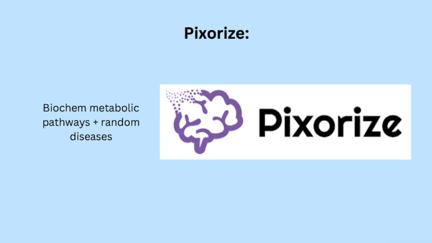All right, so another pretty high yield topic is the biochem metabolic pathways and the random diseases that we talked about earlier. What do I mean when I say random diseases? Because this is a word I'm making up. I mean the diseases that have a million associations, like neurofibromatosis 1, neurofibromatosis 2, von Hippel-Lindau, tuberous sclerosis, lysosomal storage diseases, etc., etc. You really need to get these down.